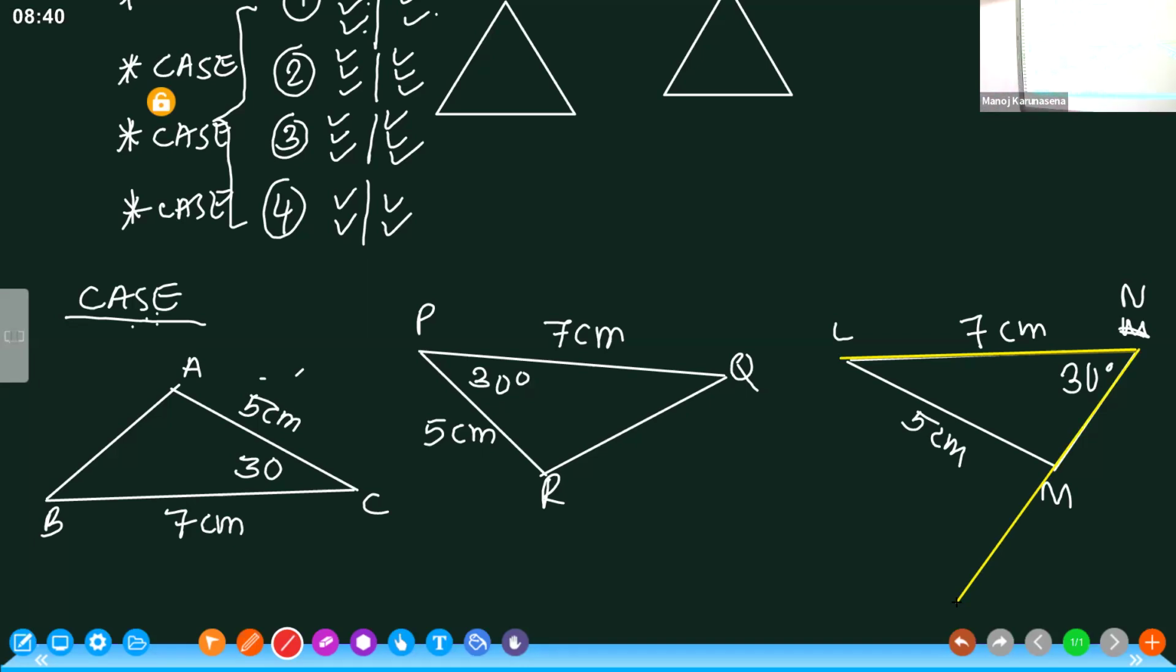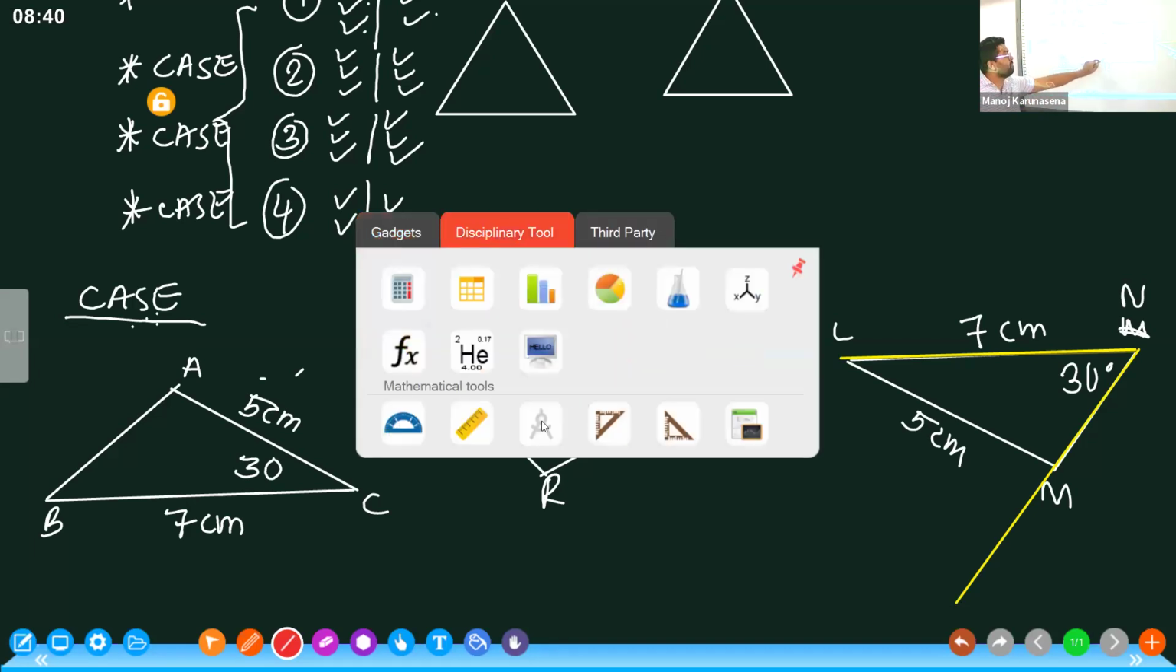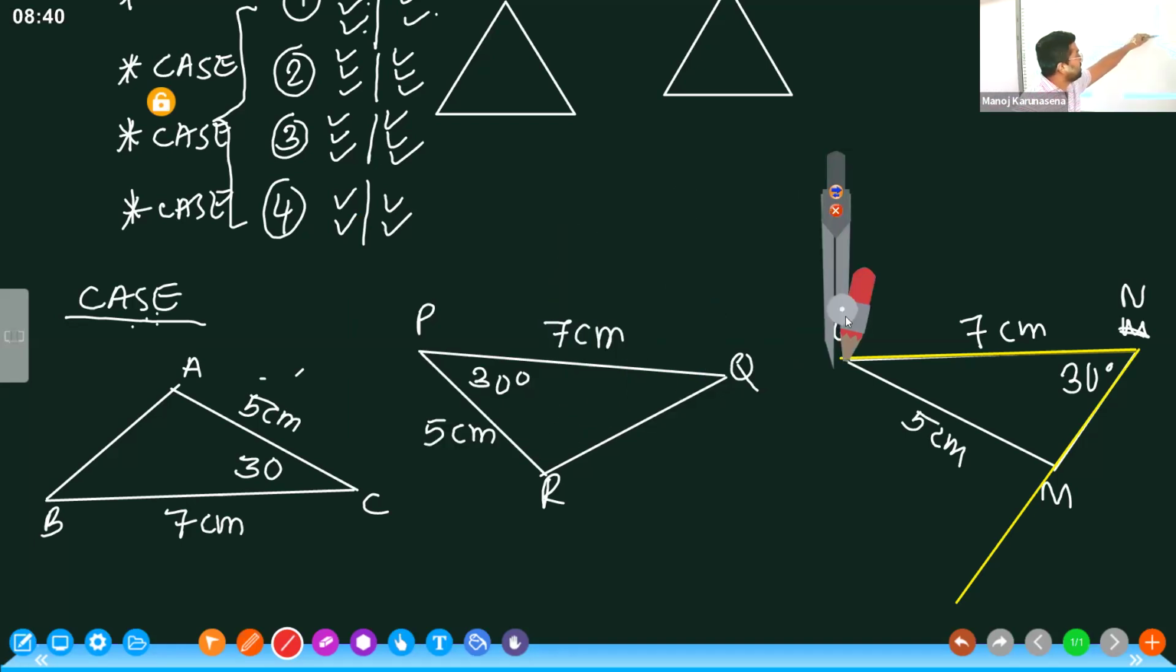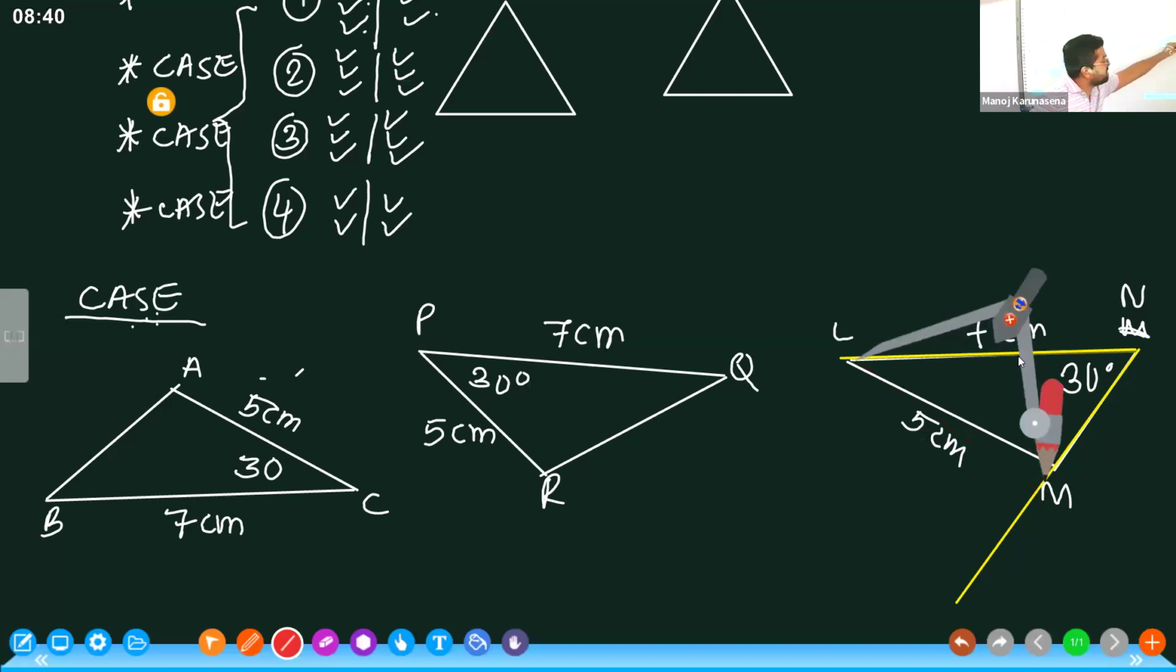Draw the line at 30 degrees. Then take 5 centimeter distance on the pair of compasses, keep that on point L and draw an arc like this. The point is where the arc cuts the line drawn at 30 degrees.